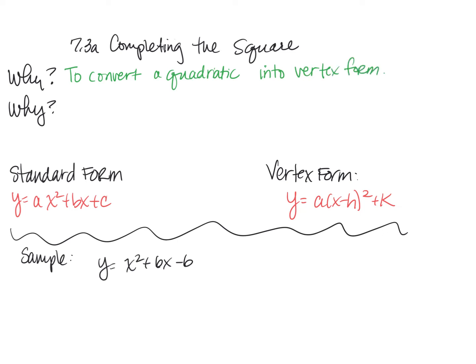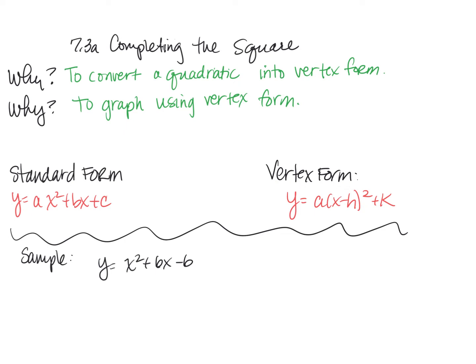Well, then why would I need to do that, you ask? Well, because it's easier to graph a parabola from vertex form. So why do we need to do that? Well, we need to graph using vertex form because the vertex is so easy to pick out when it's in vertex form.